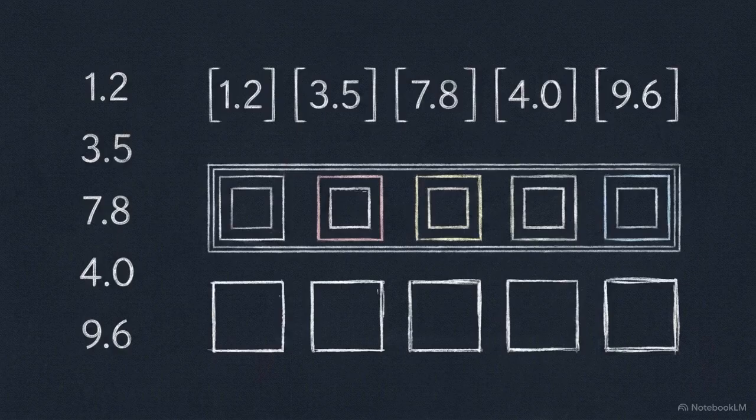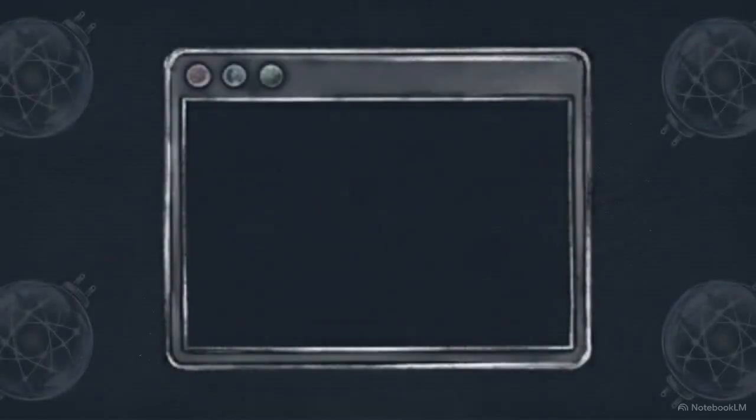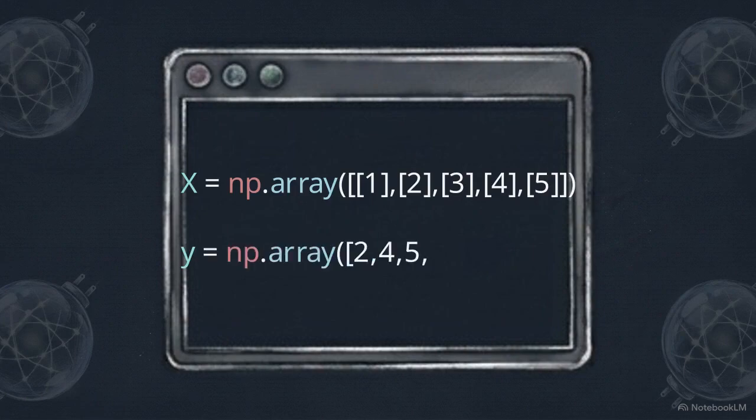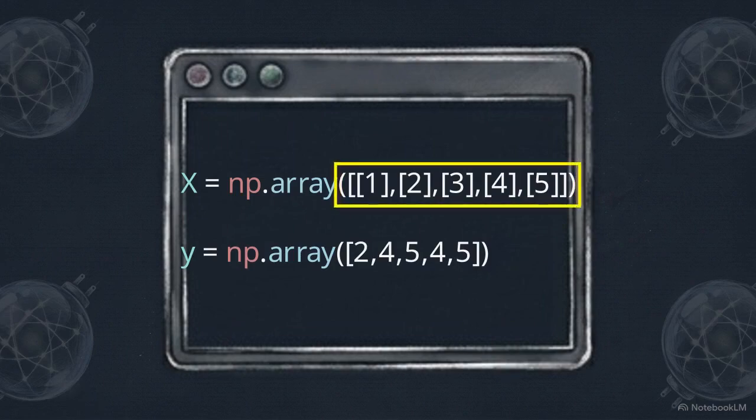With our libraries loaded, Step 2 is preparing the raw dataset for the AI to analyze. We define our variables. Type x equals np.array, 2 double brackets, 1, 1, 2, 2, 3, 3, 4, 4, 5, 5, 2 single brackets, and y equals np.array, 1, 2, 3, 4, 5, single brackets.